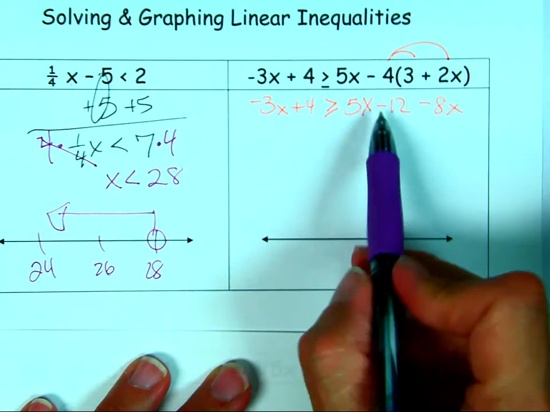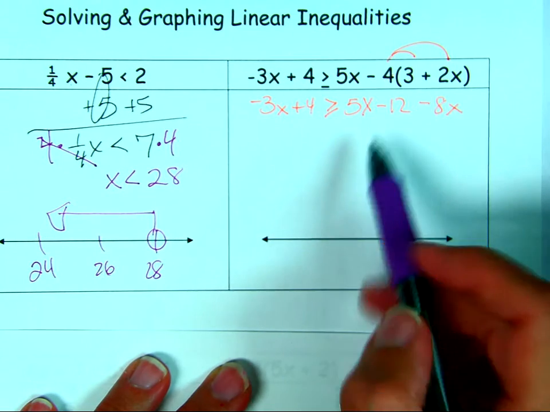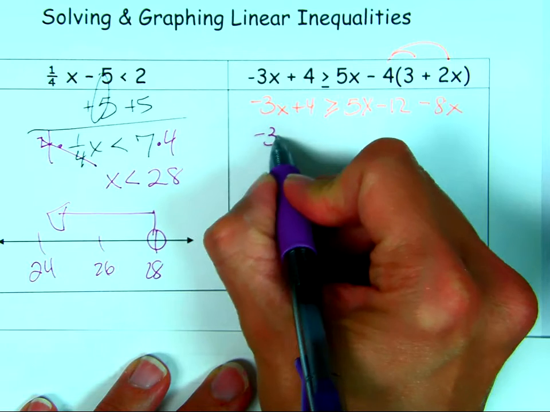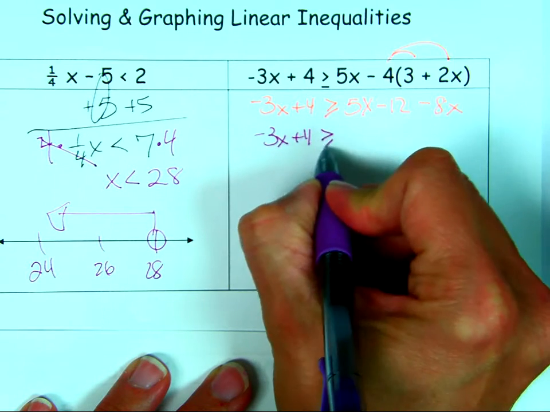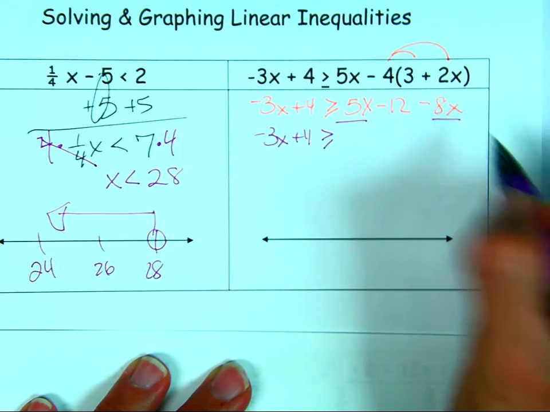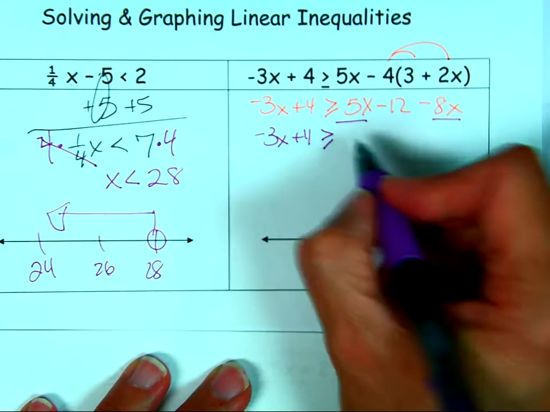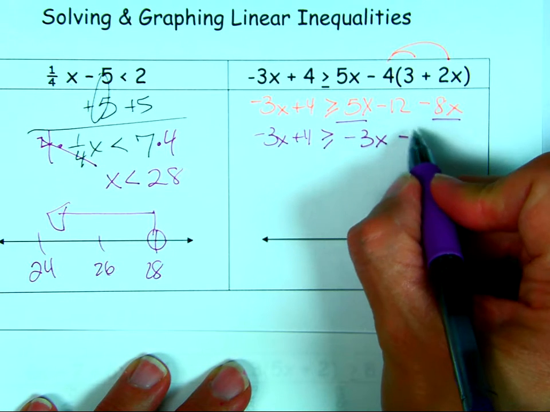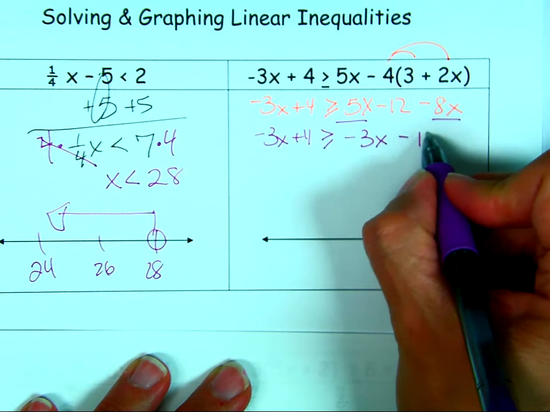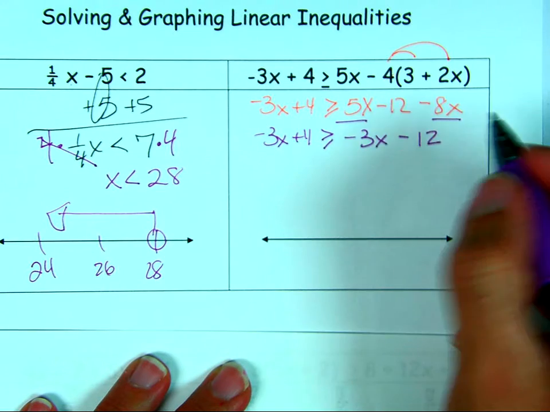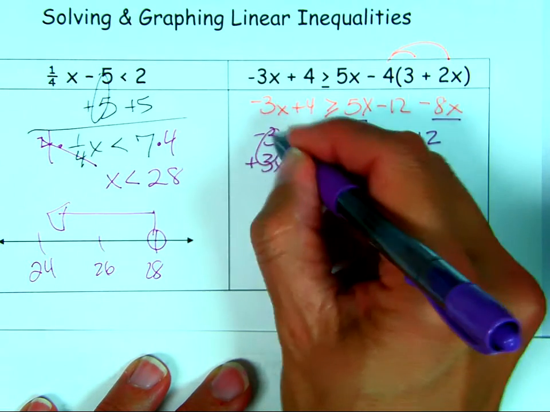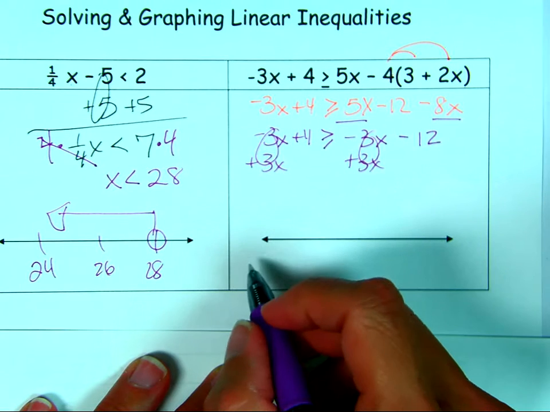Now I'm going to combine like terms. That's my next step. Fractions, parentheses, combine like terms on either side. No combining like terms happening over here, so I'm going to write that down. But over here, I've got a negative 8x and a positive 5x, which together gets me a negative 3x. Minus 12. So now I'm going to add 3x to both sides. Cancels, cancels. Both of them cancel.